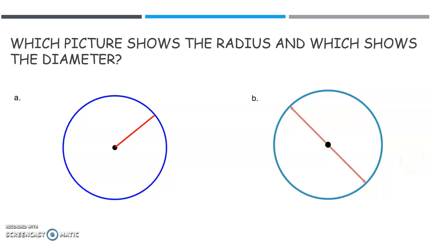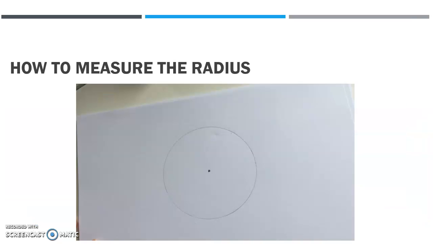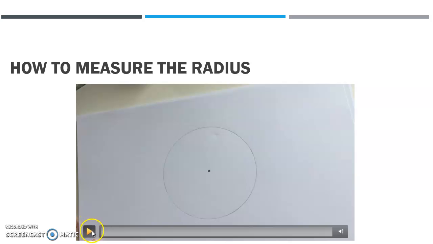So I want you to take a look at the two pictures here and which of these two pictures shows the radius and which shows the diameter. So what does A show and what does B show? You can pause the video and have a little think about it. So A showed the radius and B showed the diameter. Now we're going to watch a little video on how to measure the length of the radius.